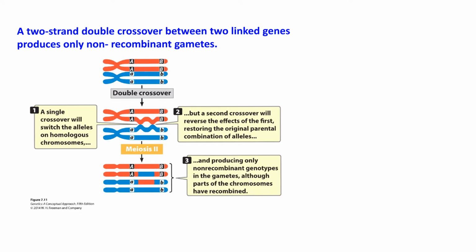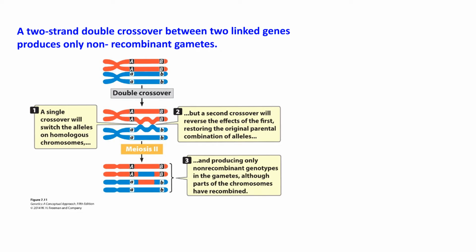The second point I would like to make is that the frequency of recombination is usually underestimated due to double crossing over taking place between 2 genes on the same chromosome. Therefore, when you construct genetic maps, you always have to keep in mind that the position you calculate based on recombination frequency is only relative.